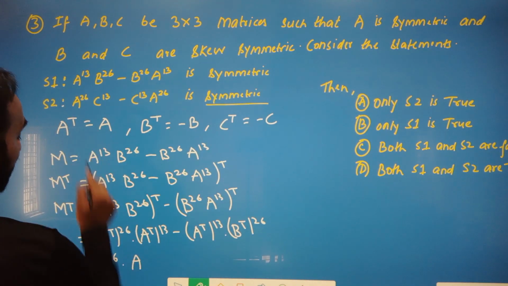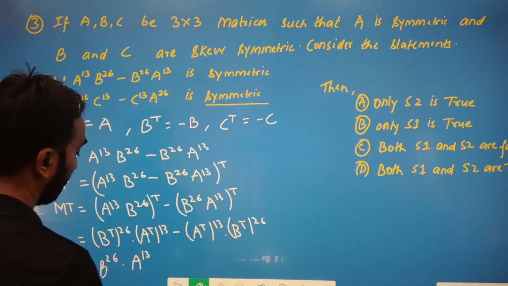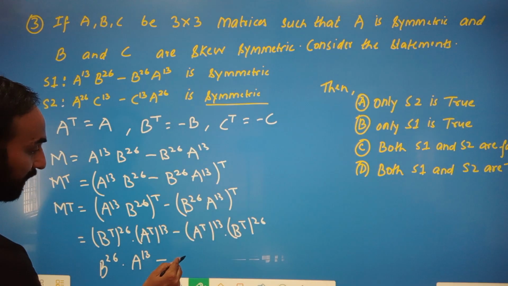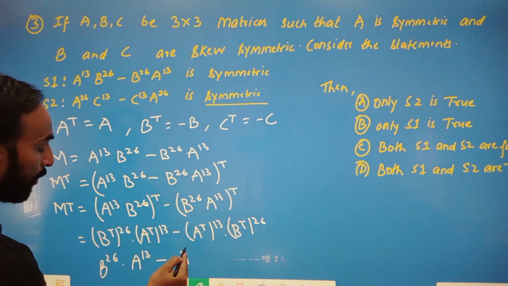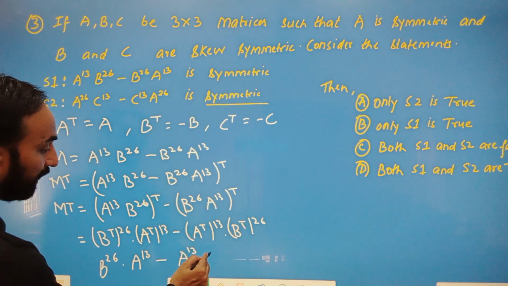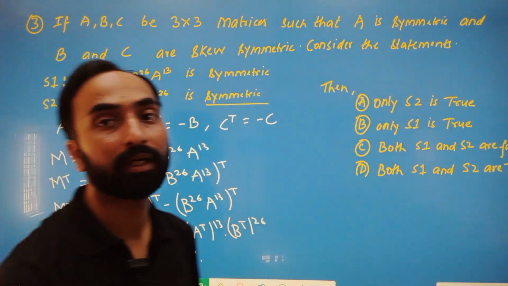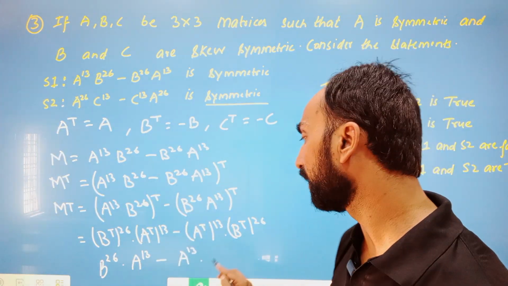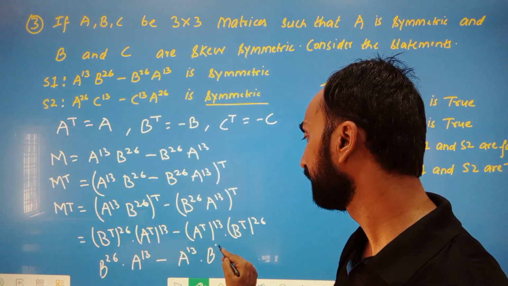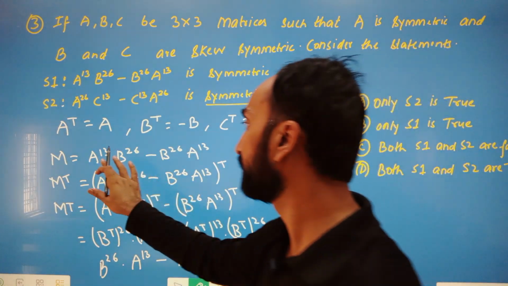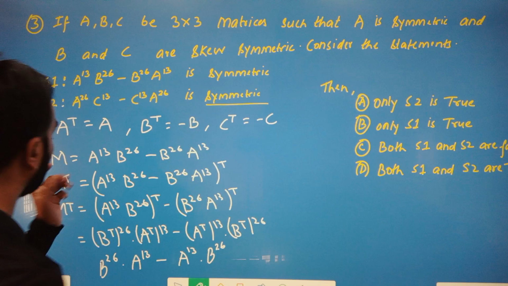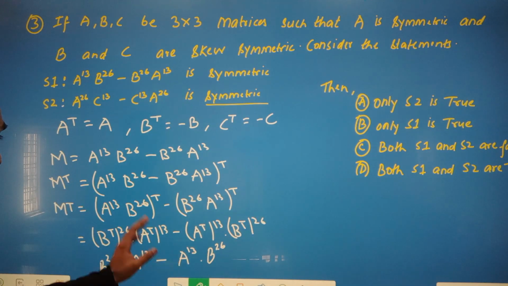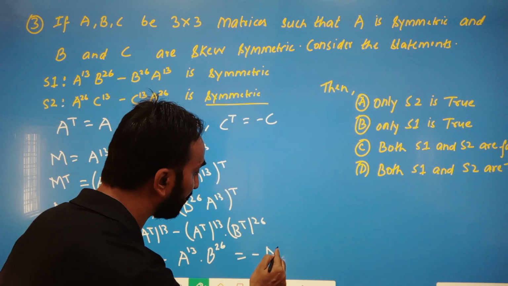So instead of writing with the negative sign, I am writing just B to the power 26. Also A transpose is equal to A only, so I can write A to the power 13. And B transpose is minus B, so the power 26 gives B to the power 26 only. Now let's compare it with M. When we compare, it is just B26 A13 minus A13 B26. It is equal to minus of M.